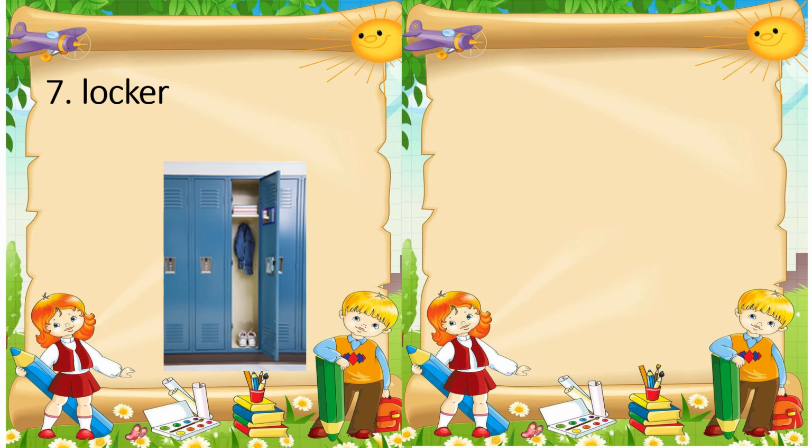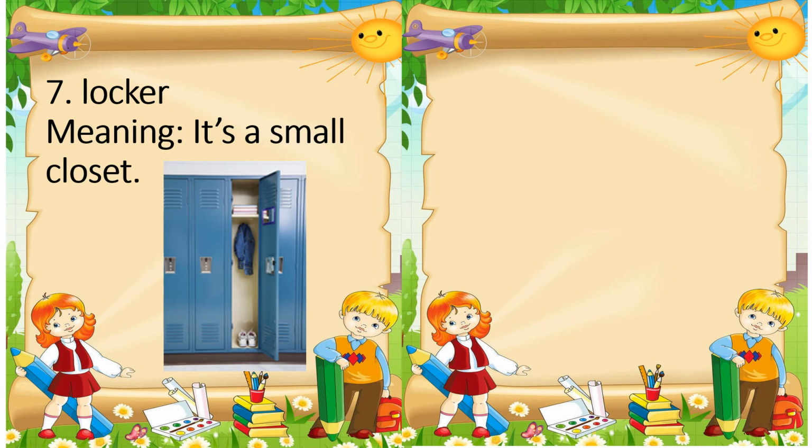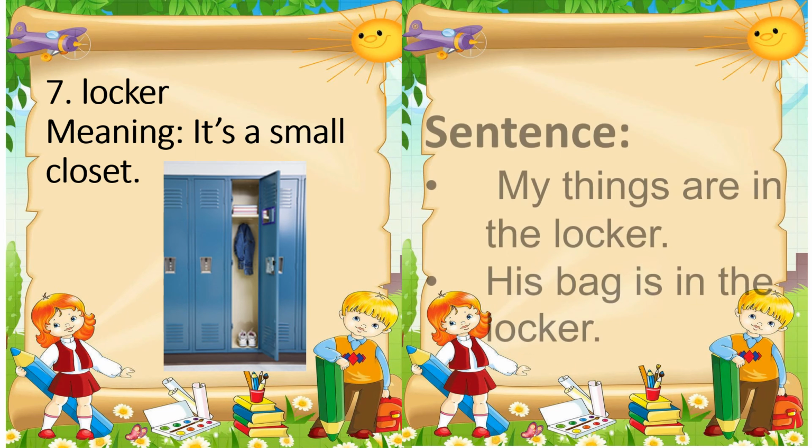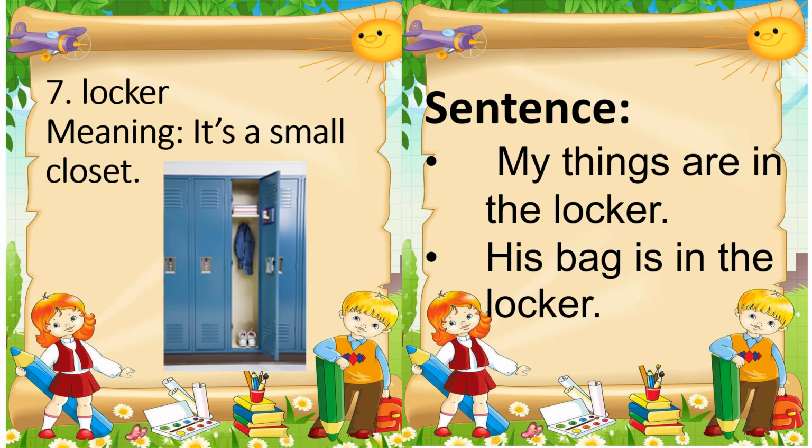This is number 7, the last one: locker. In some big schools, they have their own lockers. Students have their own locker. This is a small closet where students can put their things, their books, their shoes, their clothes, extra uniforms, for example. So a locker is a small closet where we can put our books, clothes, shoes or any other things. You can see this in big universities or big schools.